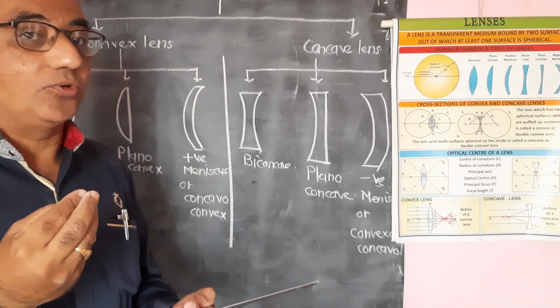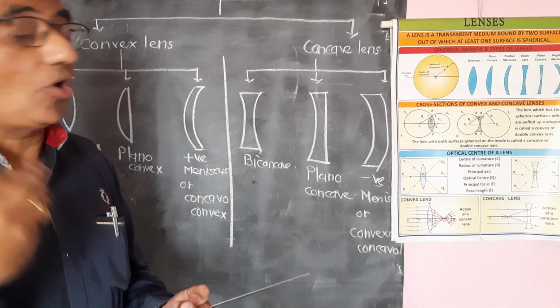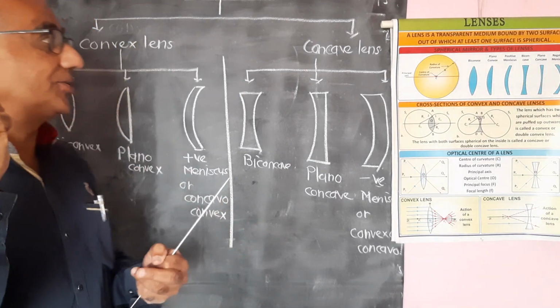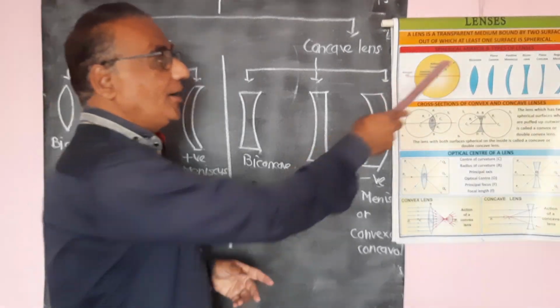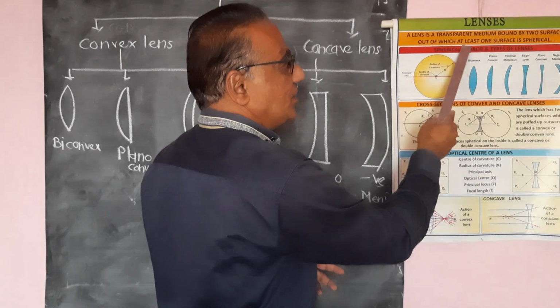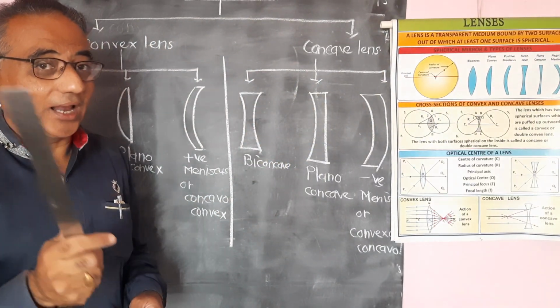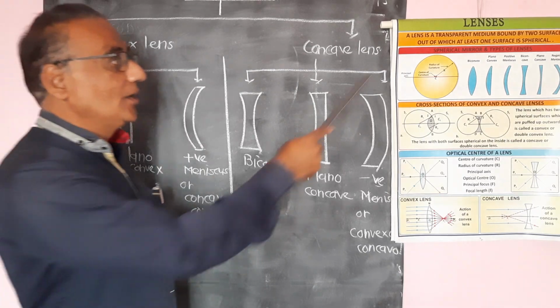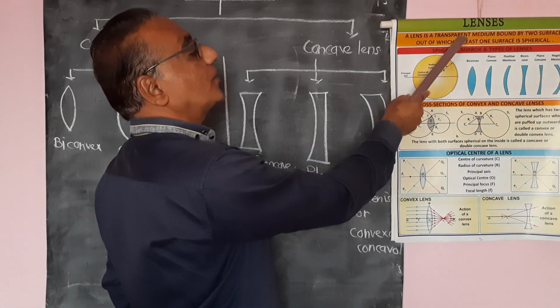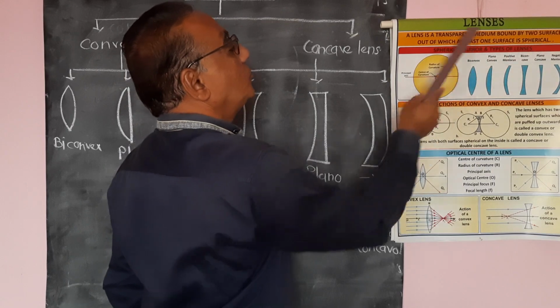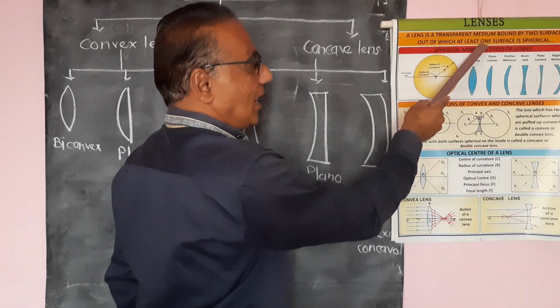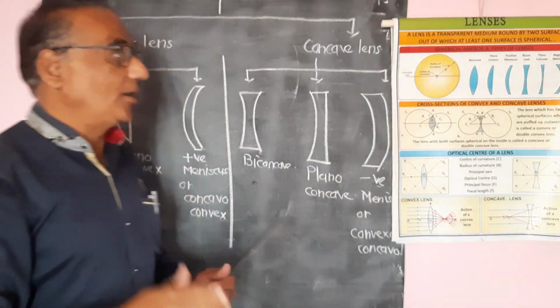Now, the definition of lens: a lens is a transparent medium bounded by two surfaces, out of which at least one surface is spherical in nature. Once again I am going to repeat that definition. A lens is a transparent medium bounded by two surfaces, out of which at least one surface is spherical.